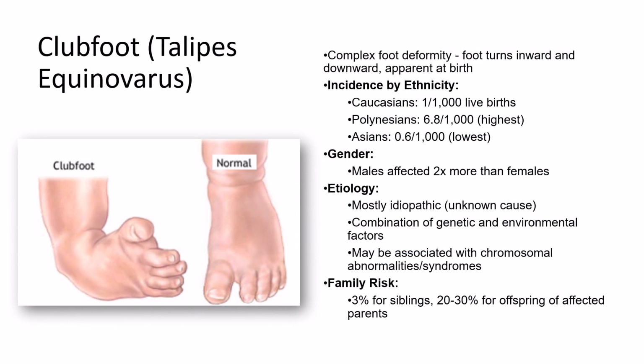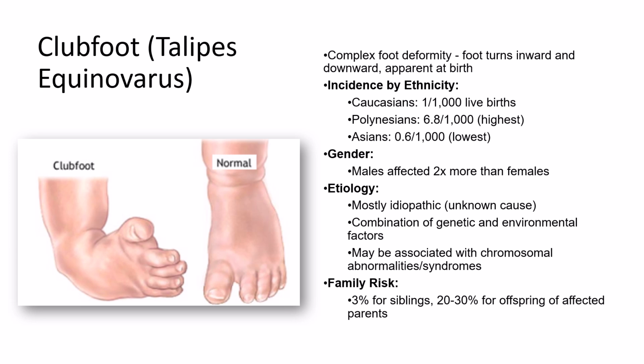Clubfoot is a complex congenital deformity where the foot turns inward and downward, readily apparent at birth. It's one of the most common orthopedic anomalies with significant ethnic variation, occurring in 1 per 1,000 Caucasian births, peaking at 6.8 per 1,000 in Polynesians, and lowest at 0.6 per 1,000 in Asians. Males are affected twice as often as females.